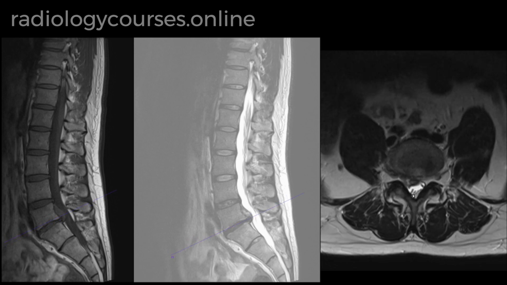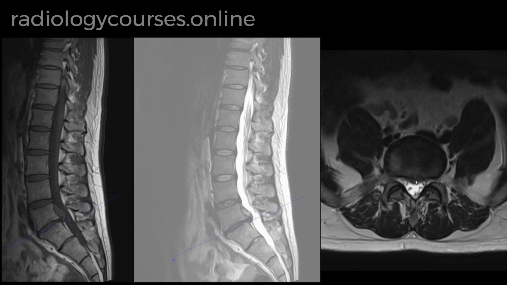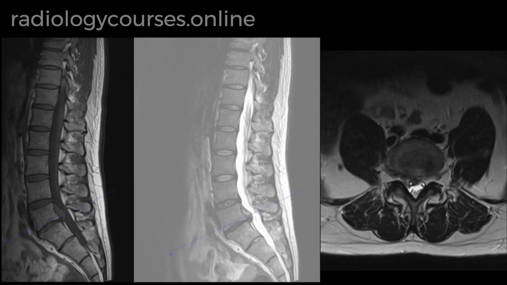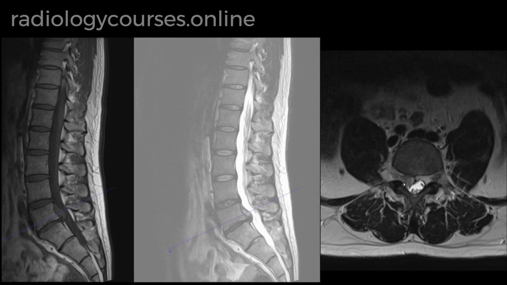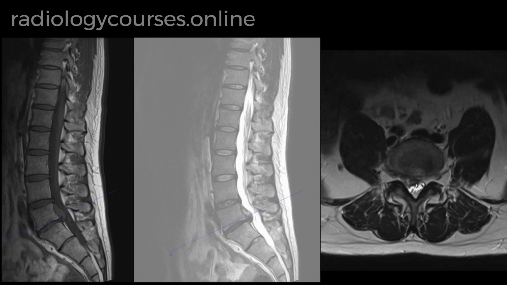If we look carefully on the axial sequence, here is the central posterior disc protrusion, and as I go, this particular abnormality in the right paracentral region appears to be in continuation with the disc on the axial and also in continuation with the disc on the sagittal. So between the two differential diagnoses, the most likely diagnosis would be a large right paracentral disc protrusion with superior migration. So what is this causing to the spinal canal?